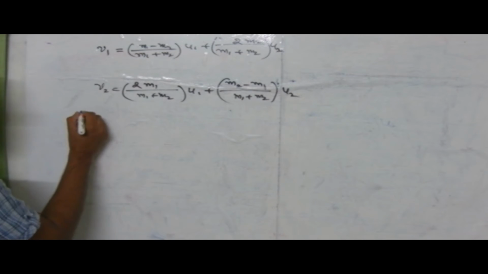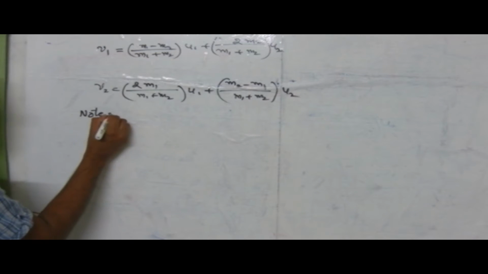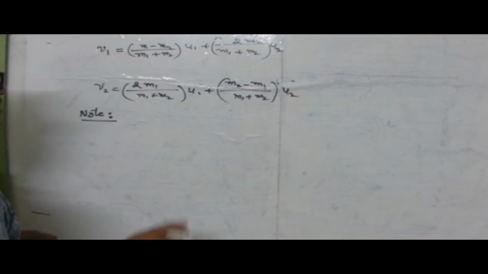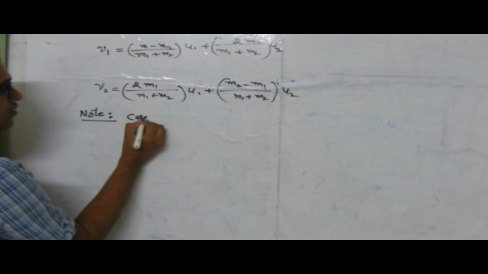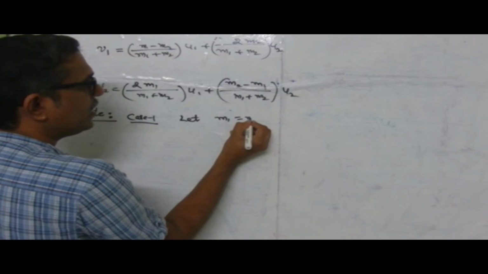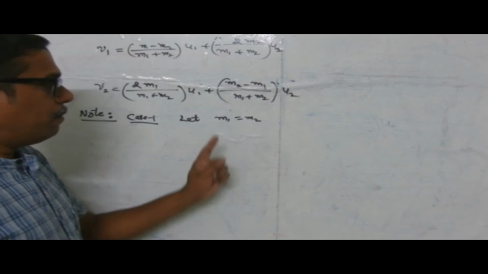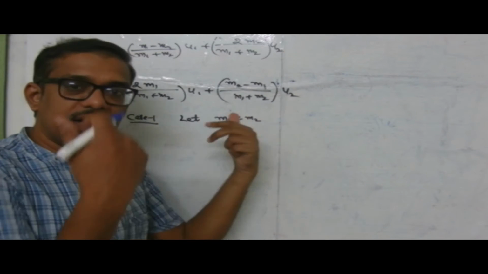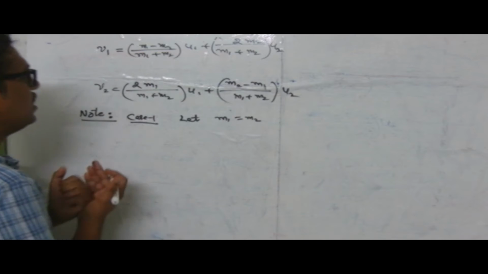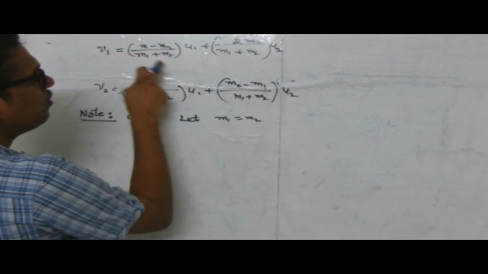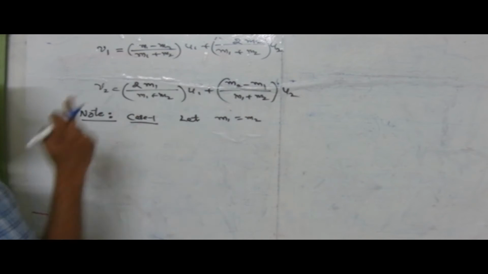Now in the given case, what are the important things you have to remember during the problems? Please try to remember these important things. So case 1, let the masses be equal, m1 is equal to m2. Masses are equal and they have different velocities. u1 and u2 are the different velocities. Both are in motion. When masses are the same, this one and this one both are going to cancel each other.